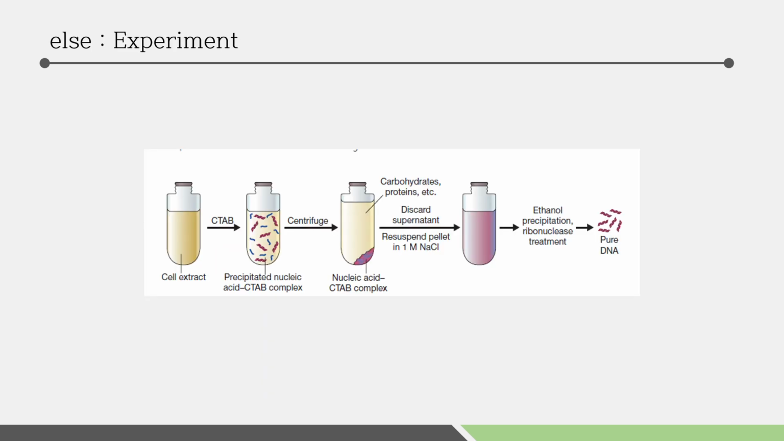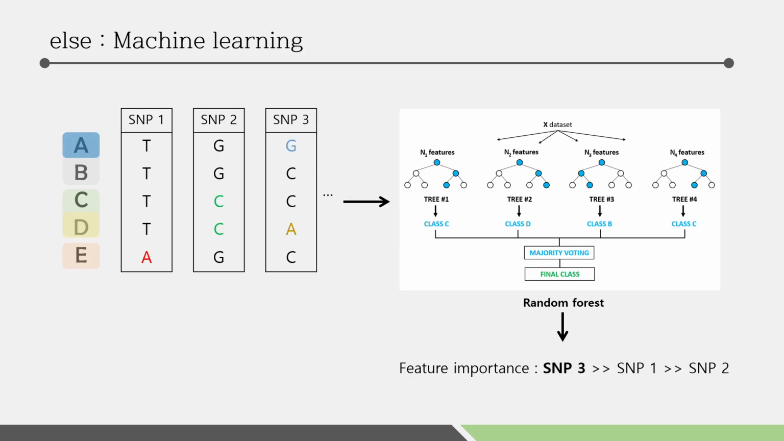In addition, we perform the other works. For example, to obtain our own data, we also conduct experiments such as DNA or RNA extraction. Also, by using machine learning such as random forest, it is possible to select SNP that can distinguish species.